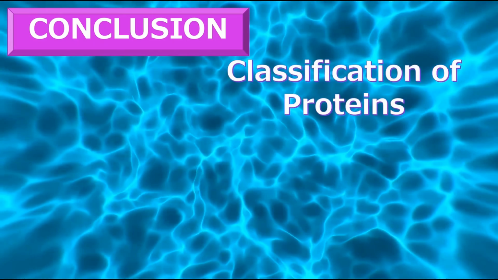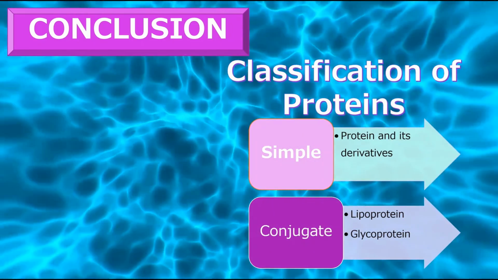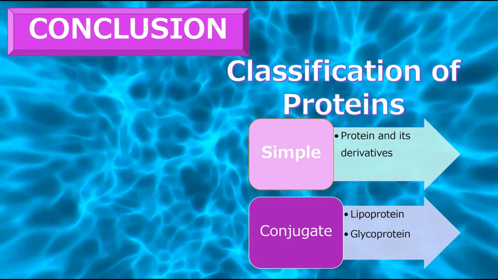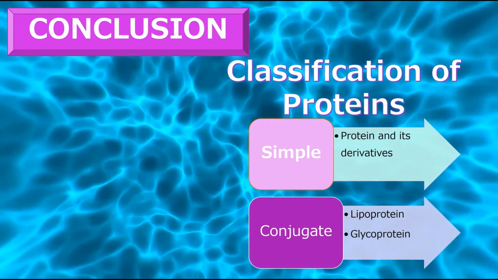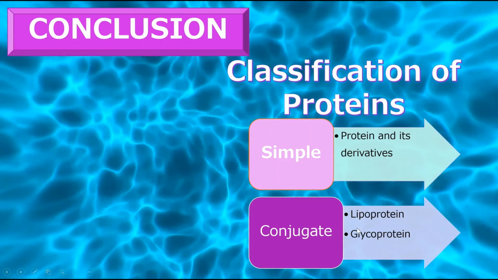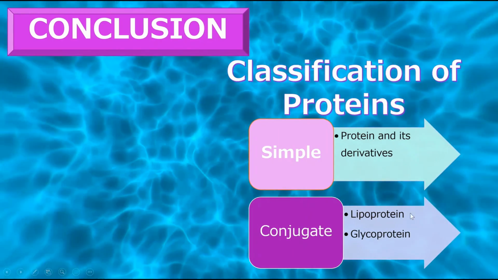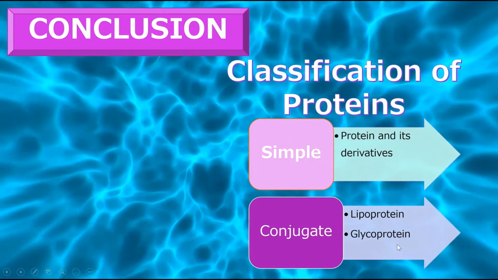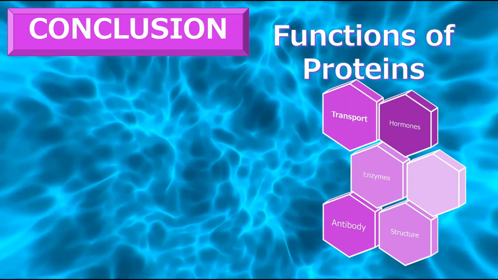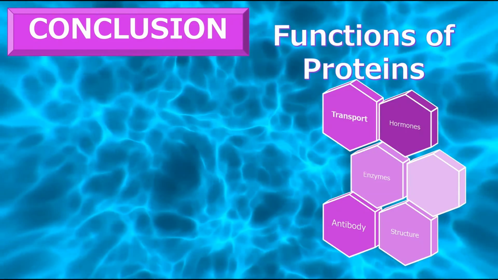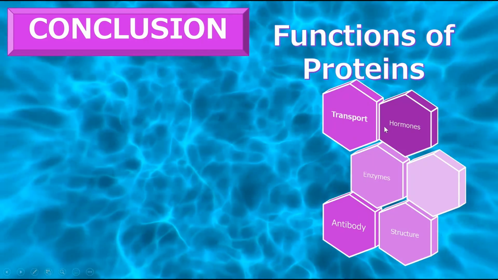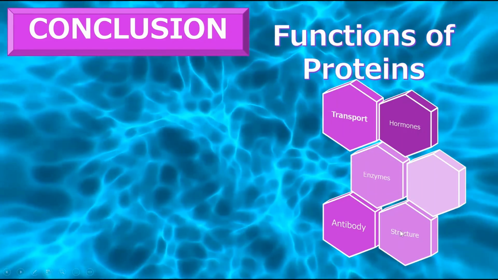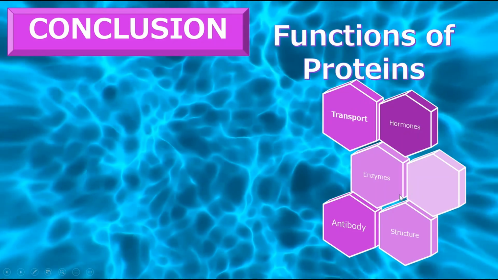We have also seen the classification of proteins as simple proteins and conjugate proteins. Simple proteins are the proteins which when hydrolyzed give only amino acids and its derivatives, whereas conjugate proteins can be of two types. Mainly it is lipoprotein and glycoprotein. Lipoproteins are lipids and proteins, and glycoproteins are carbohydrates and proteins. Finally, we have seen the various functions of proteins, which play a major role in transportation, as they act as hormones or messenger molecules, enzymes, antibodies, and structurally like keratin.